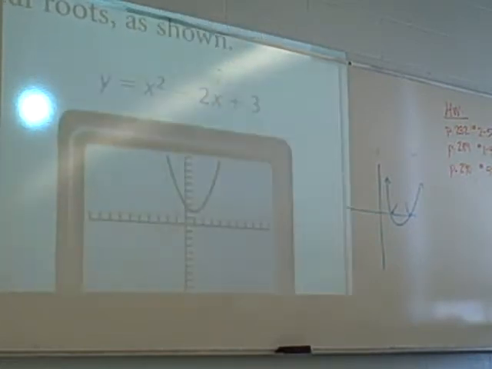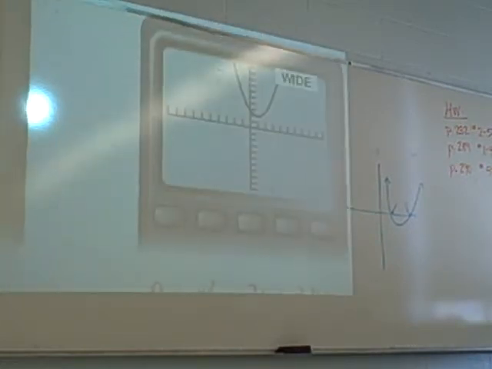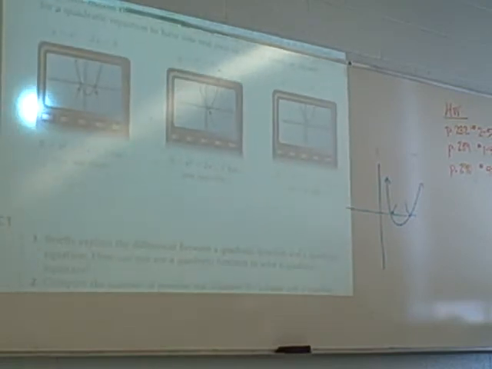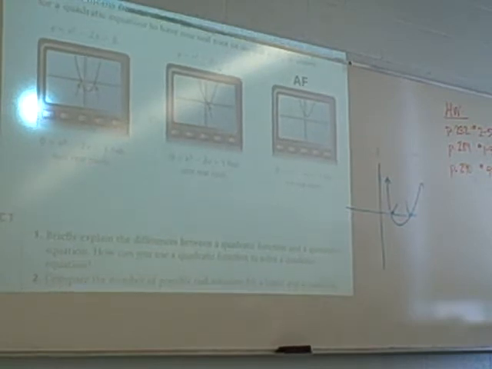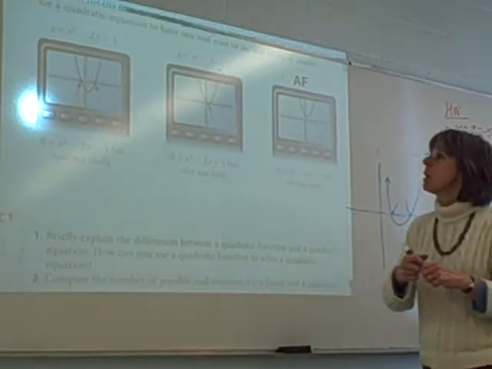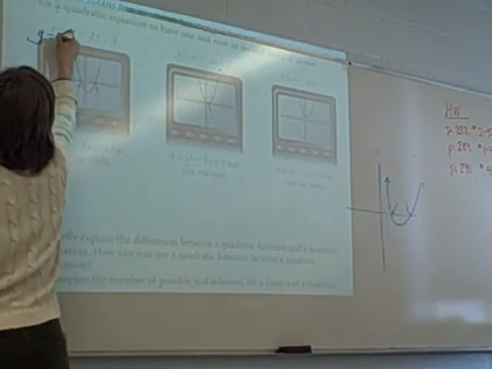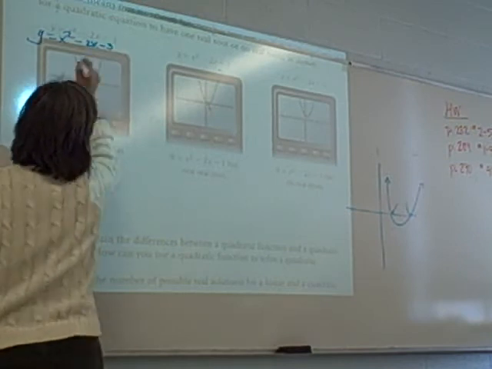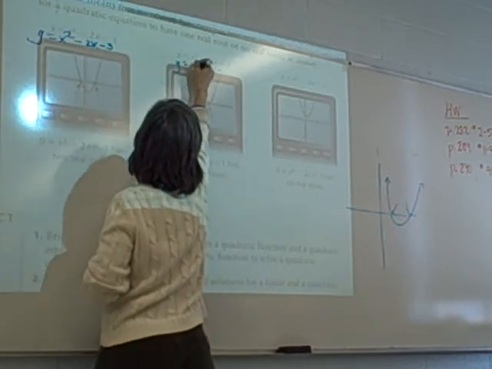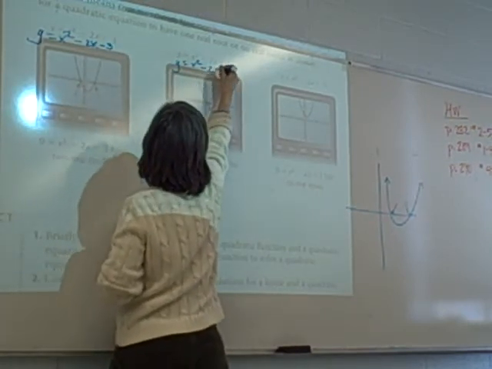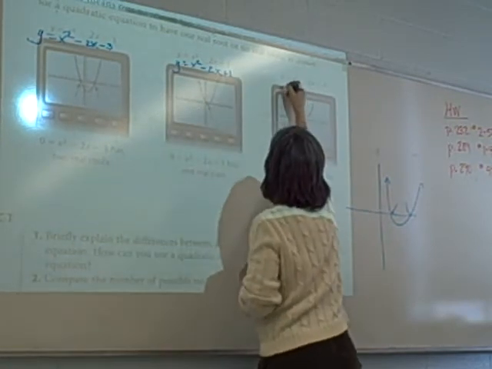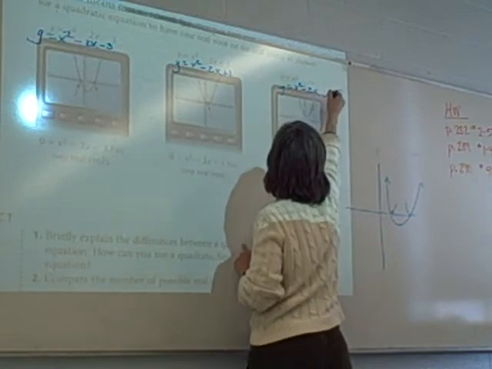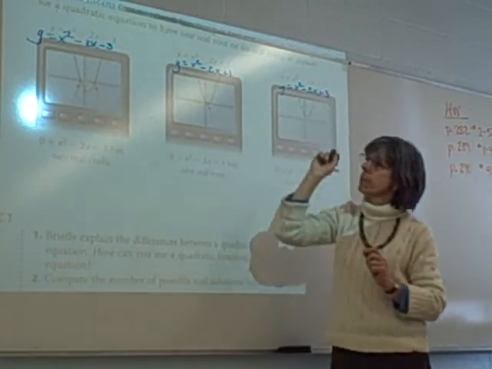I did not write that down, but you could copy these three equations down that you had and do a little sketch. If you want, I can write this darker. This one was y equals x squared minus 2x minus 3. This one was y equals x squared minus 2x plus 1. And this one was y equals x squared minus 2x plus 3.